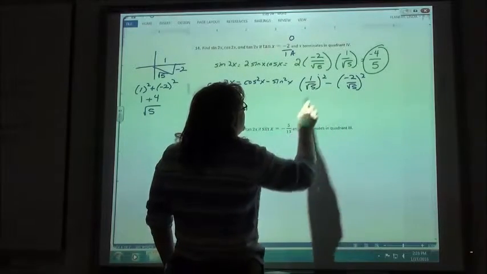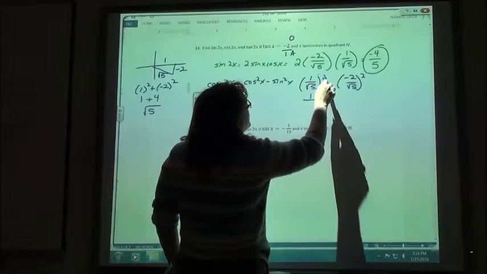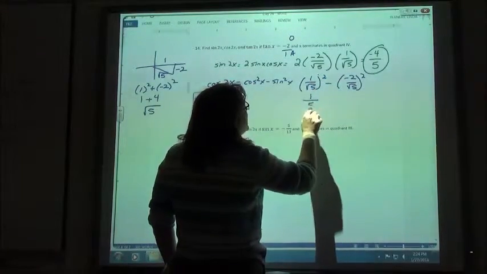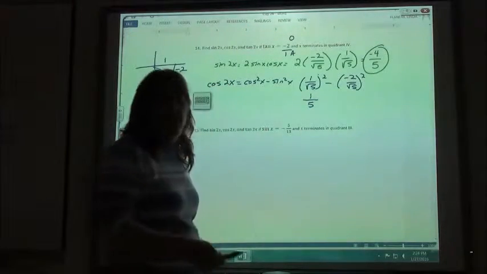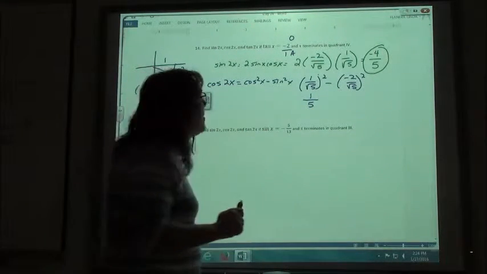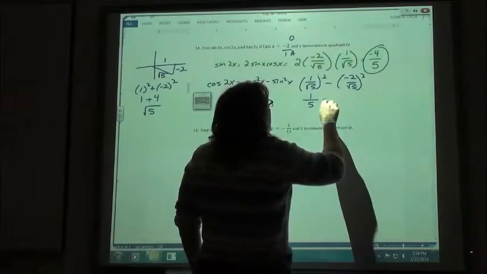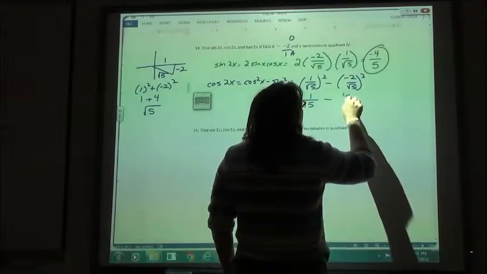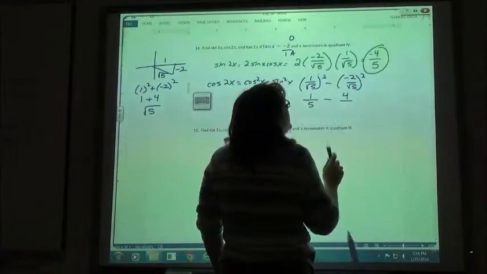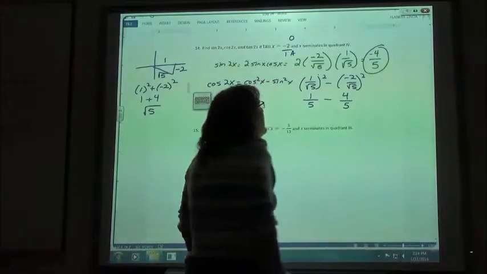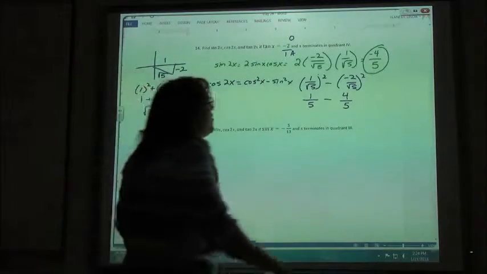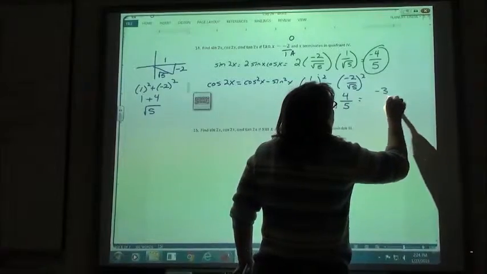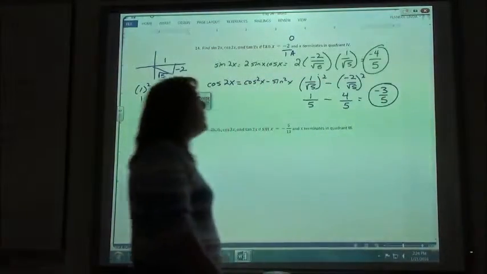So when I square this, I'm going to get 1. When I square the square root of 5, I just get a 5. Right? I get square root of 5 times square root of 5, which is square root of 25, which is just 5. Minus a negative 2 squared is 4. And again, when I square my square root of 5, I get 5. So I have 1/5 minus 4/5, which is negative 3/5.